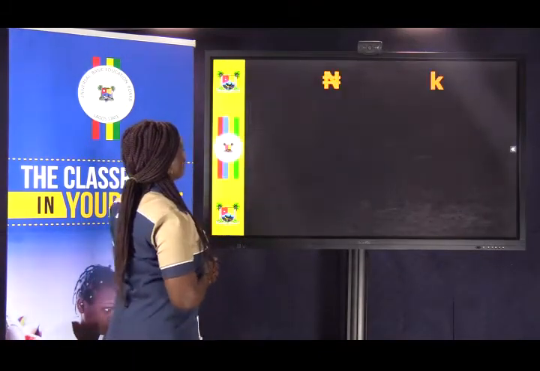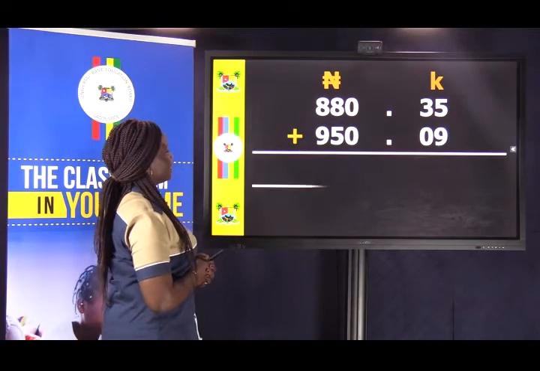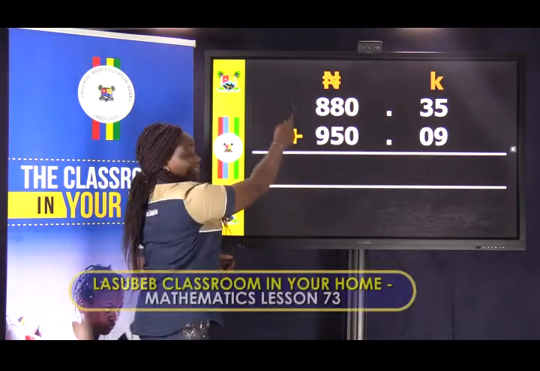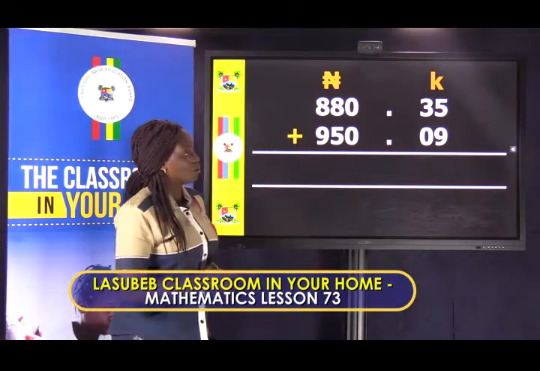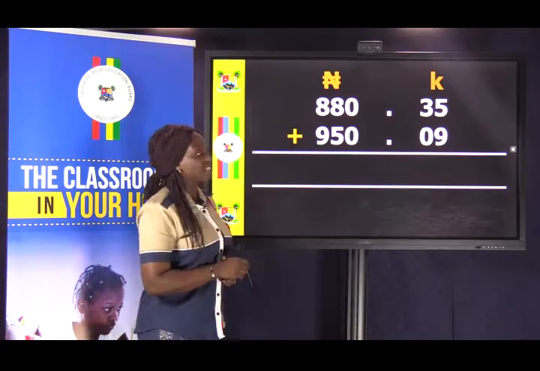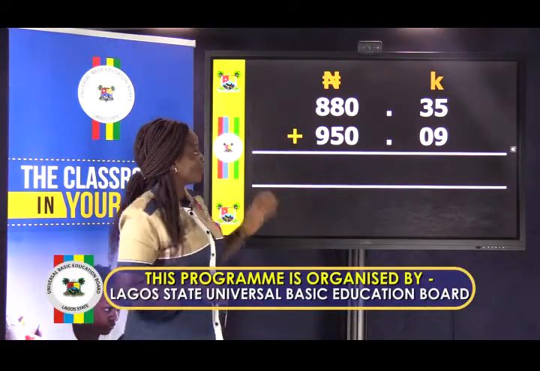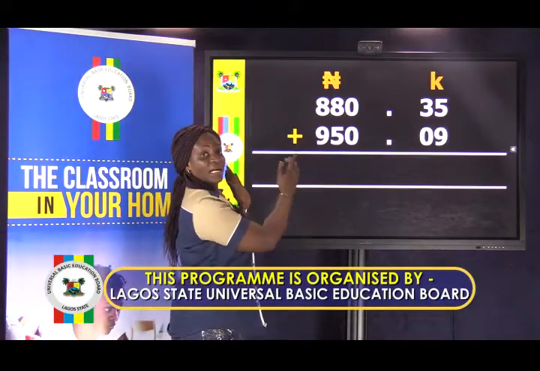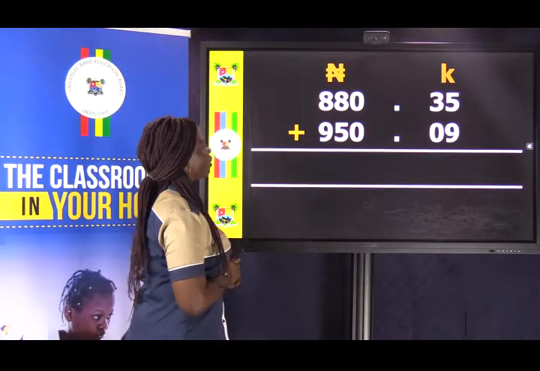So we have naira and kobo. We have 880 naira 35 kobo. The naira signifies the naira column and the kobo signifies the kobo column. And the decimal point differentiates between naira and kobo. It is very important to put your point. It differentiates the naira from the kobo. We begin our addition from the kobo section.